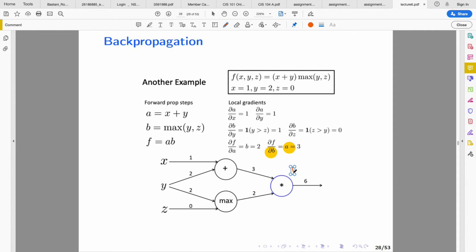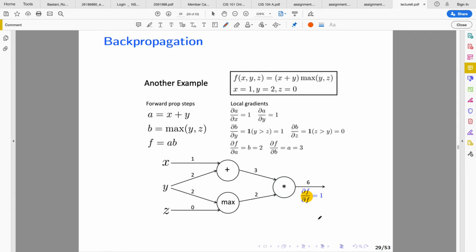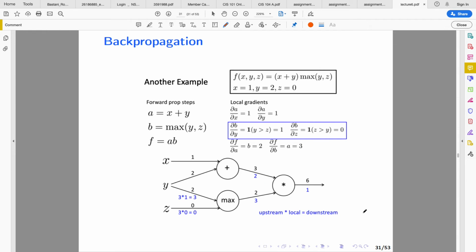Then we can do the partial derivative of f with respect to a. This will give us b. Partial derivative of f with respect to b will give us a. And the values of a and b are 3 and 2 respectively. So at the end, we get to our upstream, which is our f. We do the partial derivative of f with f, which is 1. That's our upstream, and we're going to multiply, so this gives us a 1.